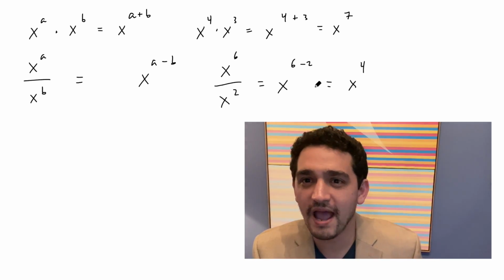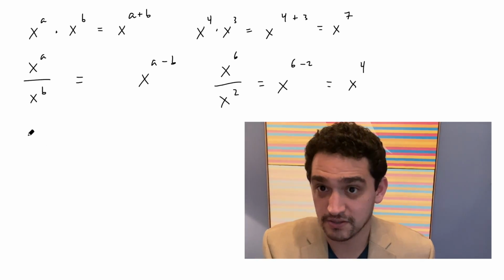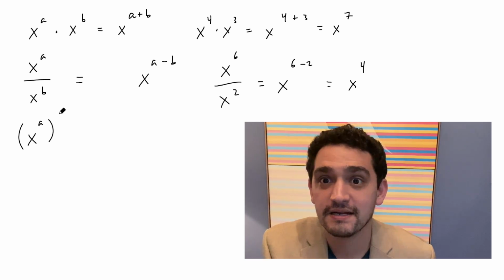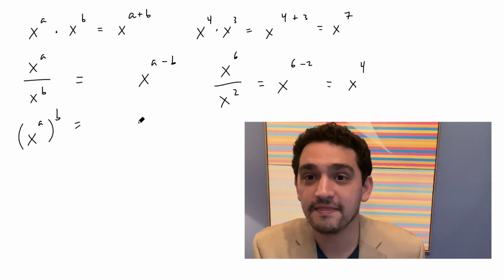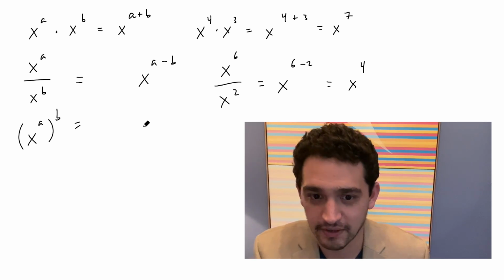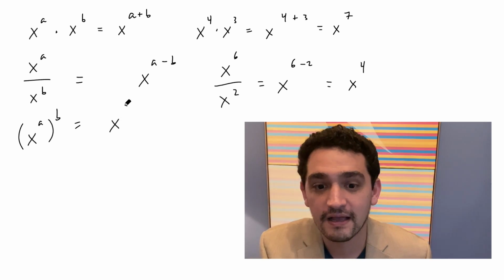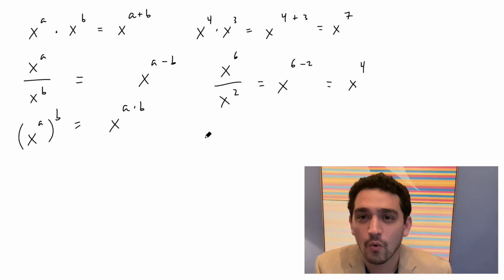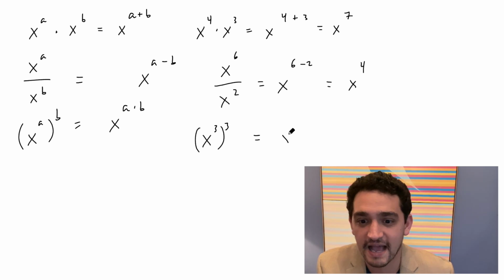Now, what if we have the exponent of an exponent? So say x to the power of A, and that whole thing is raised to the power of B. In this case, you multiply the exponents. We have x to the power of A times B. So, what if I said, what is the value of x to the power of 3 to the power of 3? Well, we have 3 and 3. We multiply them. This is x to the power of 3 times 3, or x to the power of 9.